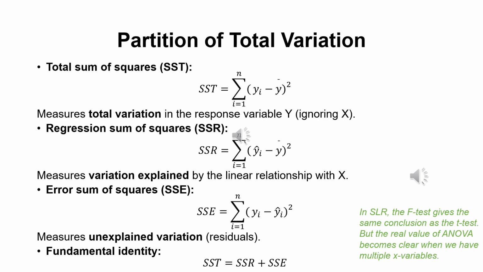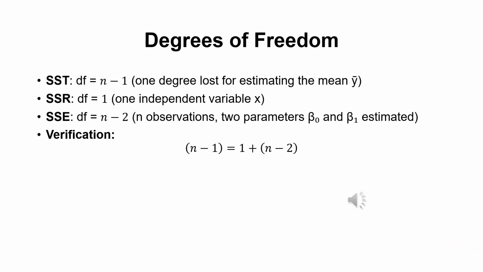In SLR, the F-test based on this partition gives the same conclusion as the T-test for the slope, but when we move to multiple regression, this partition becomes even more powerful because we can test whether the set of predictors as a whole has any linear relationship with Y. Degrees of freedom, ANOVA. Degrees of freedom are crucial for constructing the F-test.